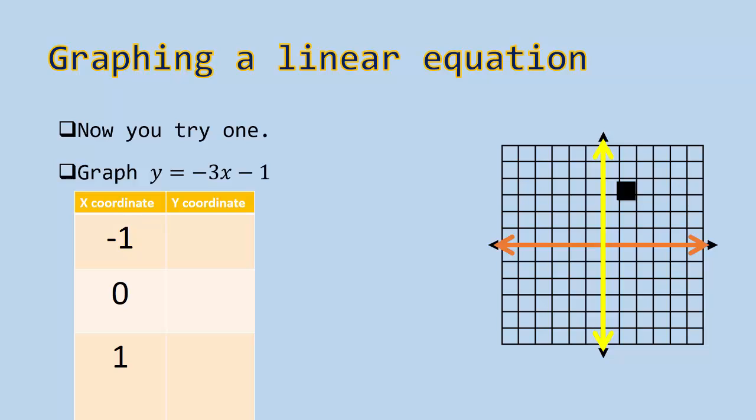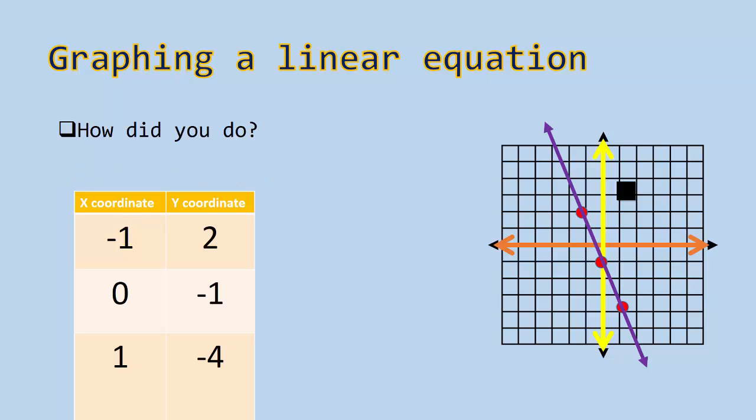All right, let's take a look here. So if you did it correctly and you plugged in your numbers correctly, for the x-coordinate negative 1, the y came out to be 2. For the x-coordinate 0, it came out to be negative 1. And x-coordinate 1 came out to be negative 4. If you didn't get those numbers, let's take a look at the substitution.